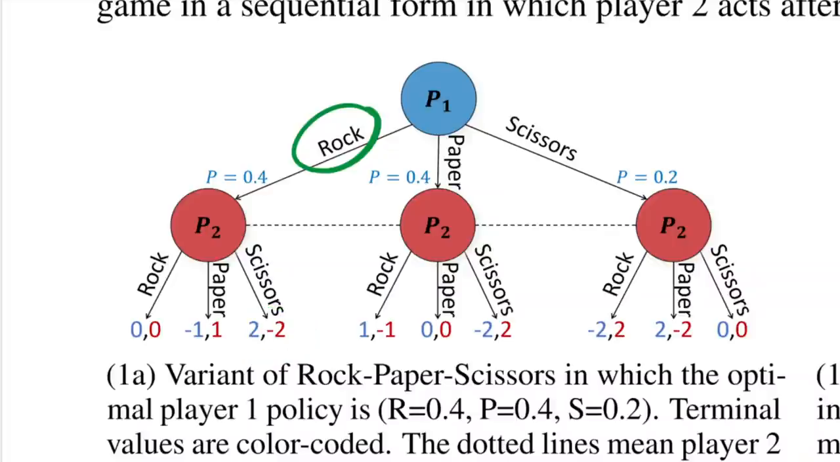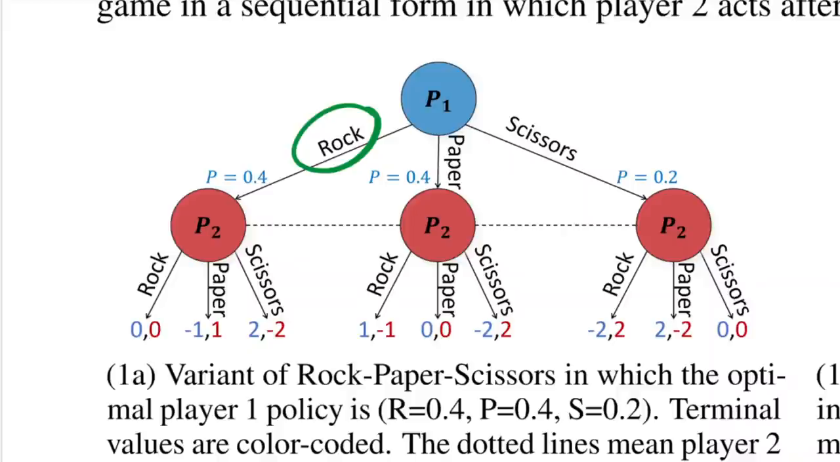Now, you might know that in original Rock, Paper, Scissors, the optimal strategy is to play one third of each of the three choices at any time. So you basically take a fair three-sided coin dice. Does that exist? I'm not sure. And you throw it, and whatever side is up, that's what you play.